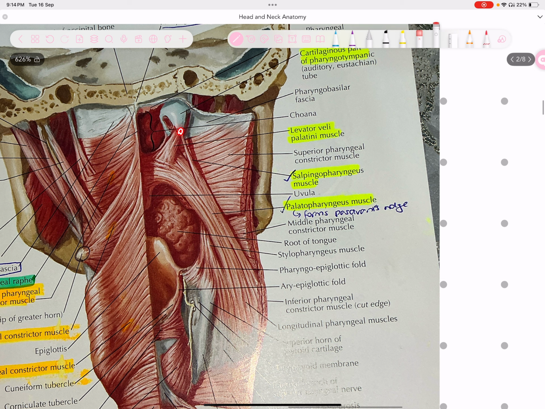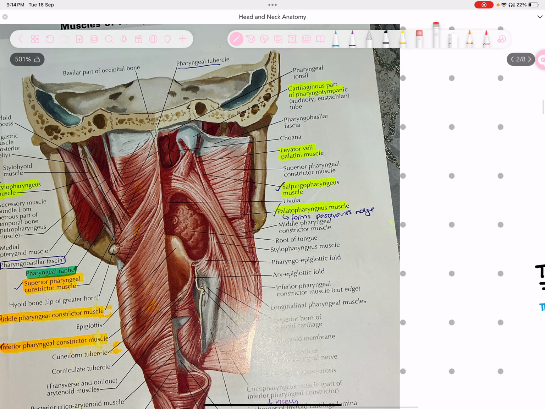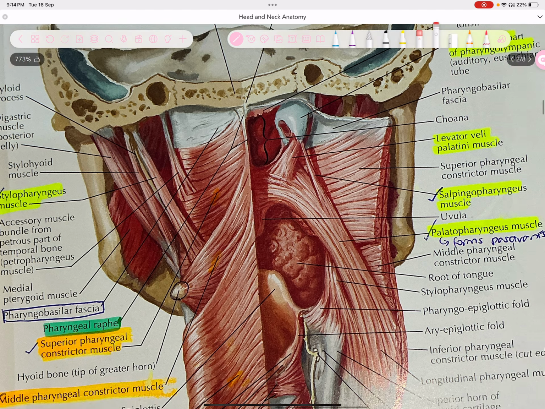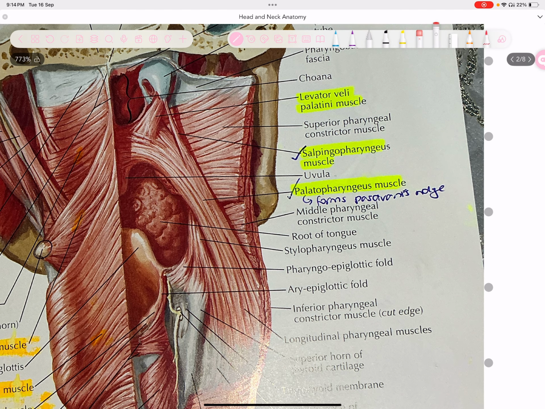If you talk about the salpingopharyngeus muscle, this is the salpingopharyngeus. It originates from the auditory tube. This is the cartilaginous part of the pharyngotympanic tube, or the auditory tube, or the eustachian tube. And where does it insert? It inserts by blending into the palatopharyngeus muscle. This is the palatopharyngeus muscle, like this. The palatopharyngeus originates from the palatine aponeurosis and inserts into the posterior border of the thyroid cartilage, similar to the stylopharyngeus. Salpingopharyngeus inserts by blending with the palatopharyngeus muscle.